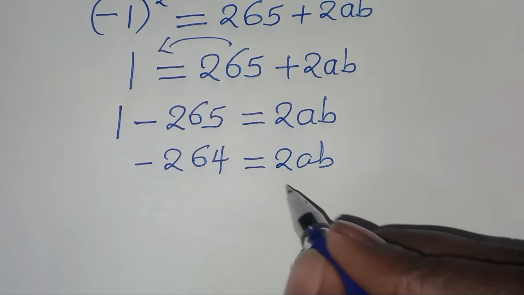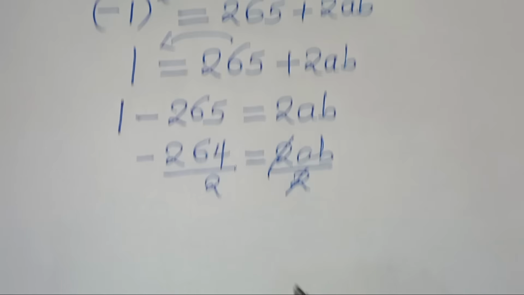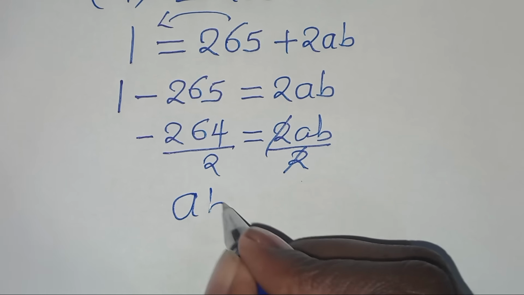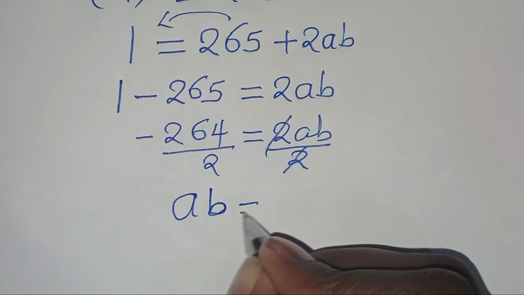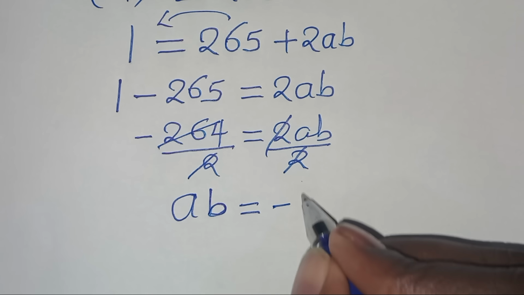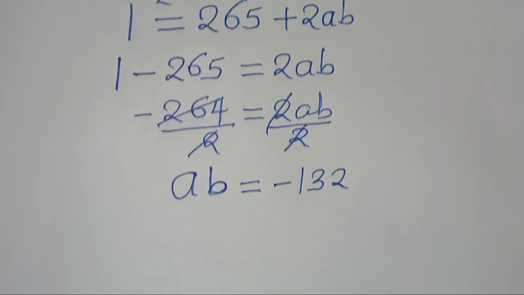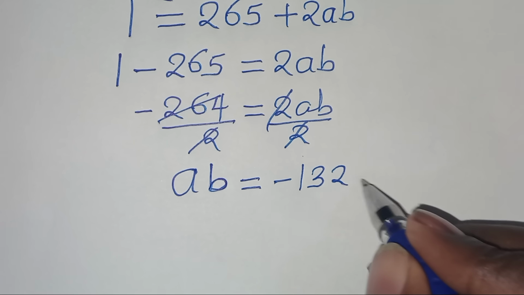Now let's divide on both sides by 2. And what this means is that ab is equal to negative 264 divided by 2. This is negative 132. Now, let's call this equation 5.